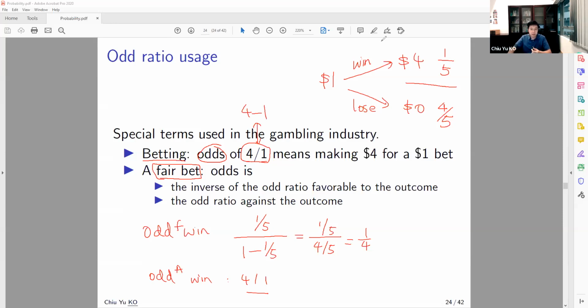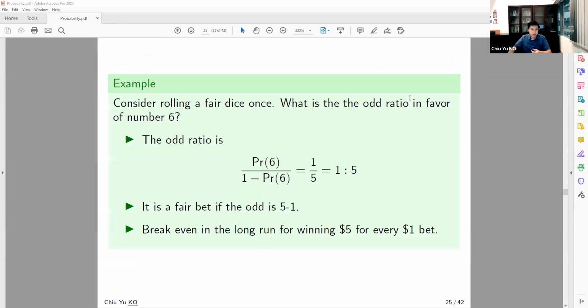Let's see the example. If you roll a die once, what is the odds ratio in favor of number 6? Number 6 has probability 1/6, and the rest is 1 minus 1/6. So what you get is 1/6 over 5/6, so it's 1/5, so it's 1 to 5. And if you convert this, you just reverse it. The odds will be 1/5.